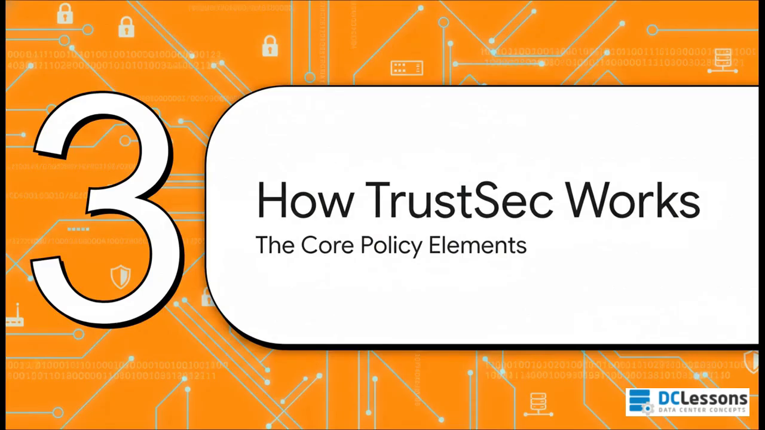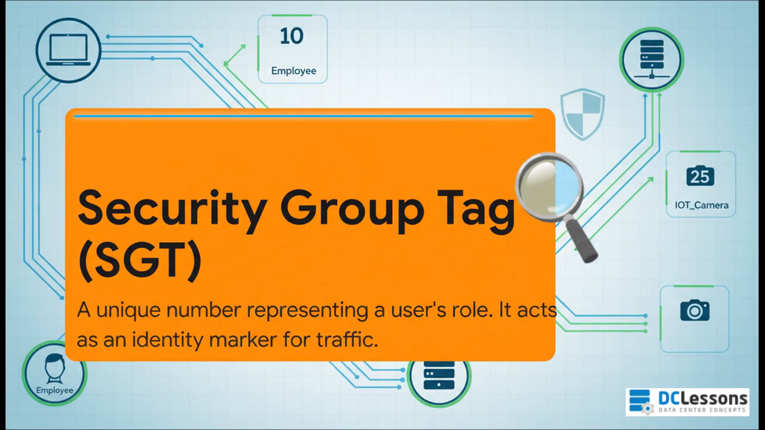Okay, so that's the big idea. But how does it actually work? What are the nuts and bolts that make this whole thing tick? Well, let's break down the two core pieces that make this identity-based model a reality. First up, we have the Security Group Tag, or SGT. The best way to think about this is like a digital name tag. When a user logs on, ISE hands them a tag. It's just a number, really, that represents their role. Maybe employee is tag 10 and an IoT camera is tag 25. From that moment on, that tag is that traffic's identity.